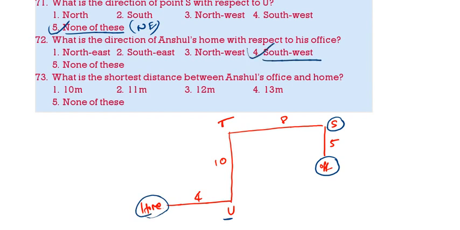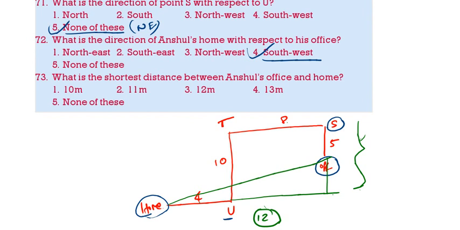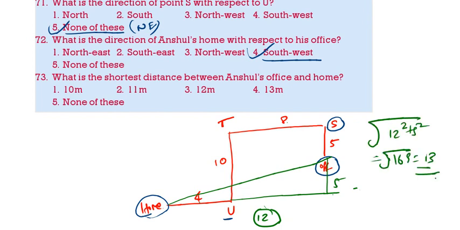Then next question. What is the shortest distance between office and home? This distance we have to find. This one is 4 plus 8, so 4 plus 8 totally equals 12. And this one is 10 and this is 5, so the balance will be 5. So root of 12 square plus 5 square, that is root 169. What is root 169? 13 meters. 4 is the correct answer.